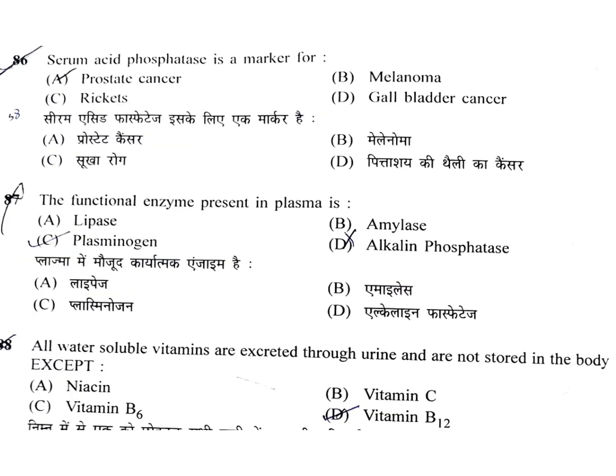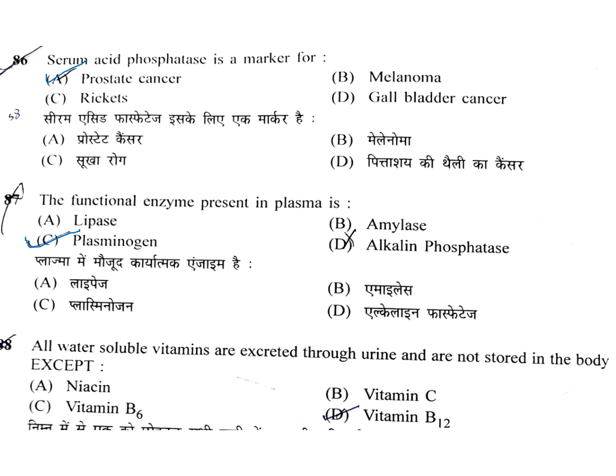Now the next question is, serum acid phosphatase is a marker of prostate cancer, melanoma, rickets, or gallbladder cancer. The serum acid phosphatase is a marker of prostate cancer. The next question is, the functional enzyme present in plasma is option A, lipase, option B, amylase, option C, plasminogen, or option D, alkaline phosphatase. So the functional enzyme present in plasma is plasminogen.